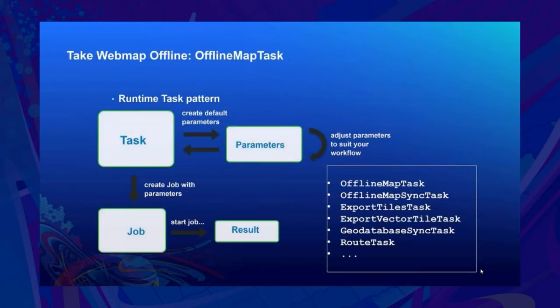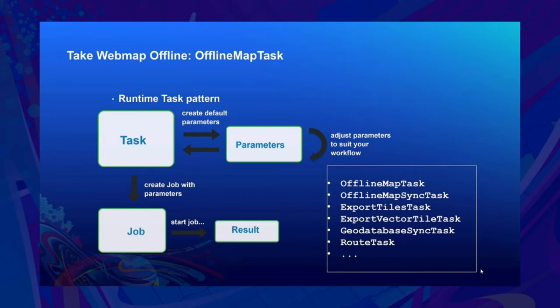So this really follows the task pattern that we'll see elsewhere in runtime. This slide is looking at a generic high-level view of the task pattern, and we're using the offline map task here. We create our task object, and we have a create default parameters workflow. So from the task, in this case constructed with a web map, we're going to create a set of parameters.